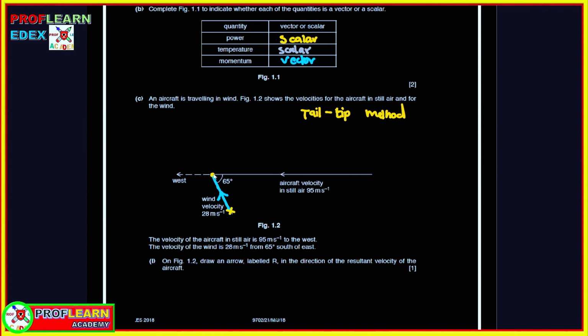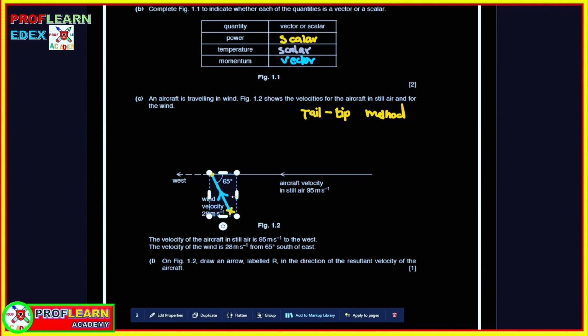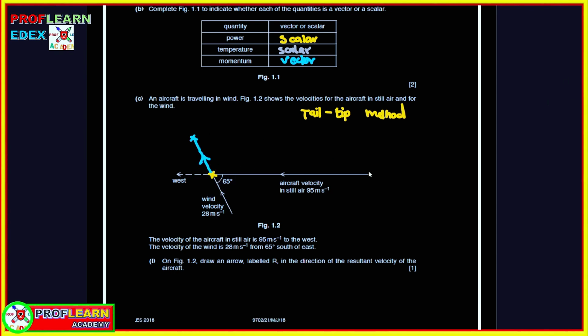This vector that we have here, I'm going to move it in such a way that its tail is joined to the tip of the direction of the aircraft. So I'll move it to this particular point. You can see now we have a resultant vector running from this point to this other point. This is the direction in which the aircraft is going to move.